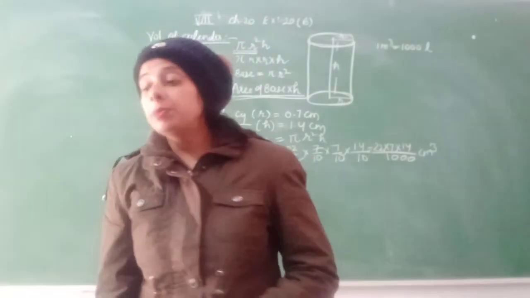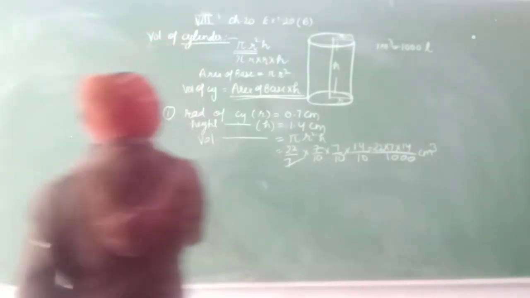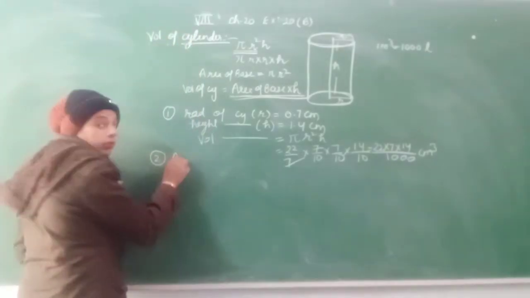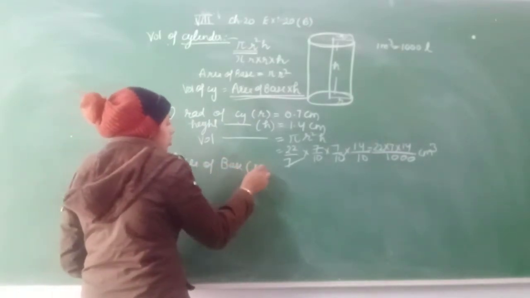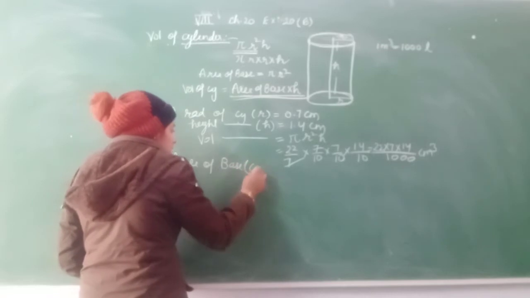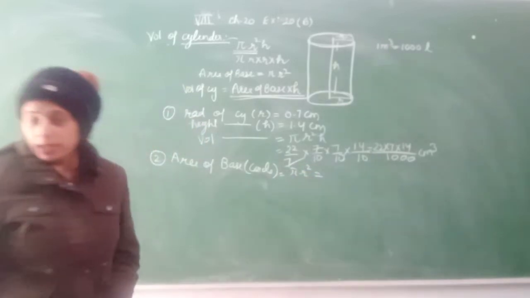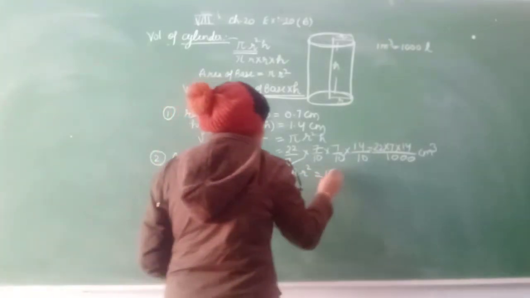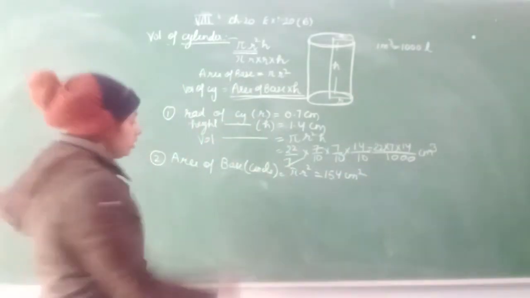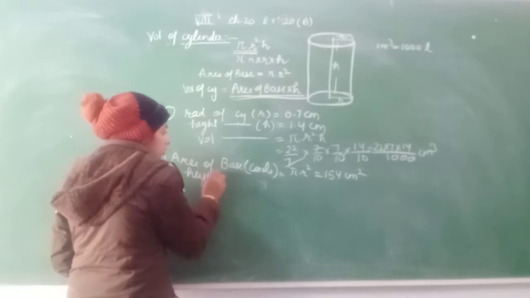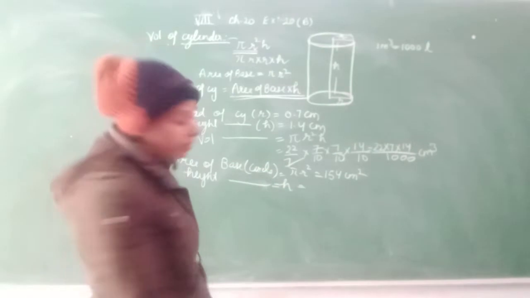Come to question number 2. Find the volume of the cylinder given the area of the base. The base is a circle, so the area of the circle will be pi r square. It is already given that the area of the base is 154 centimeter square. Clear? And the height is given here: h is equal to 8 centimeter.